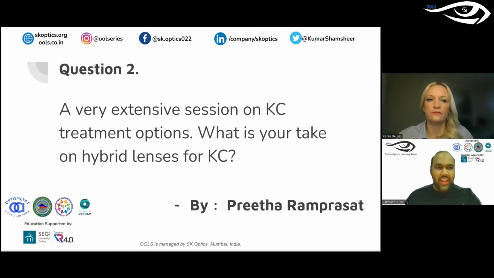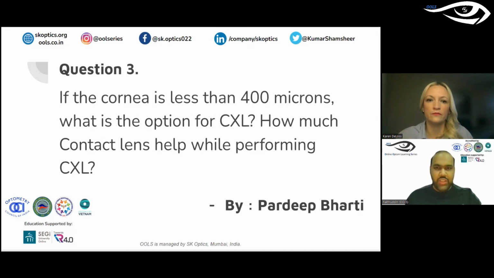Okay, a couple of more questions which just came in. Let's say the cornea is less than 400 microns. Would corneal cross-linking be performed, or are there such guidelines in terms of corneal thickness and cross-linking? So 400 is the limit.